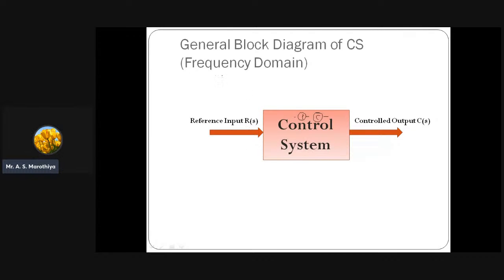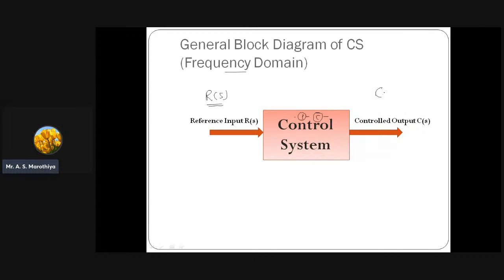Now here, because we are dealing with frequency domain, we need to use capital letters like capital R of S. So this indicates your reference input signal, or you can say excitation. So when you apply this reference input signal or excitation to this particular system as an input, it is going to generate some controlled output in the form of response.